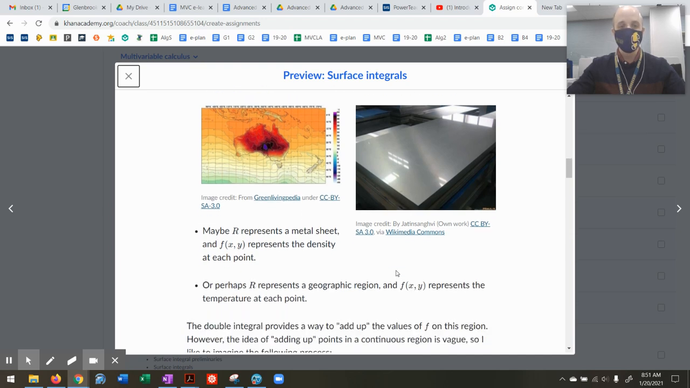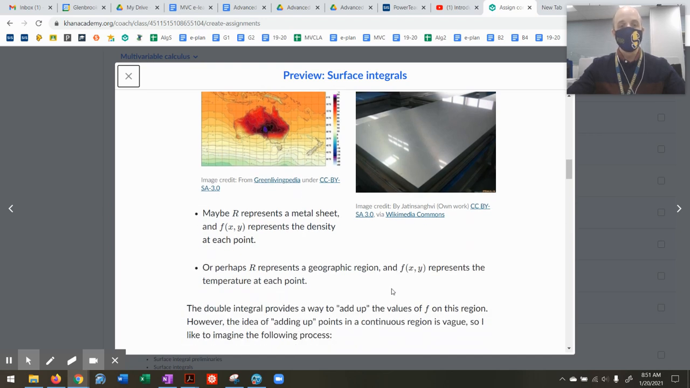That's his picture on the right. Or maybe R perhaps represents a geographic region. He shows Australia here, and f of x, y represents the temperature at each point. So that's no longer height. The double integral provides a way to add up, to go through that region and add up the values of f on the region.